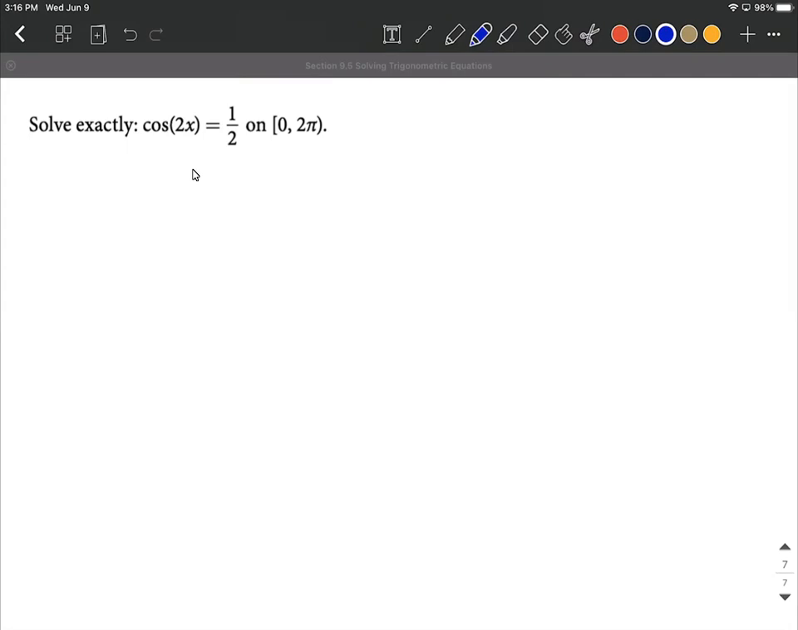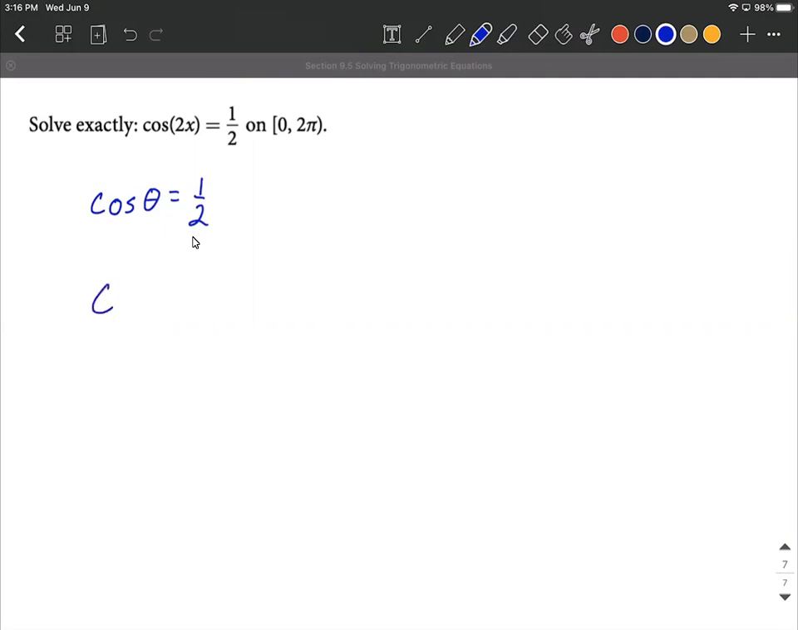So let's think back. If instead of a 2x on the inside or anything more complicated, what if we just had theta? So let's say we were trying to solve cosine of theta equals 1/2. And this is how you want to think about them as well. If we wanted to solve this, hopefully we think to ourselves, okay, 1/2, that's a nice ratio. That comes up a whole lot.